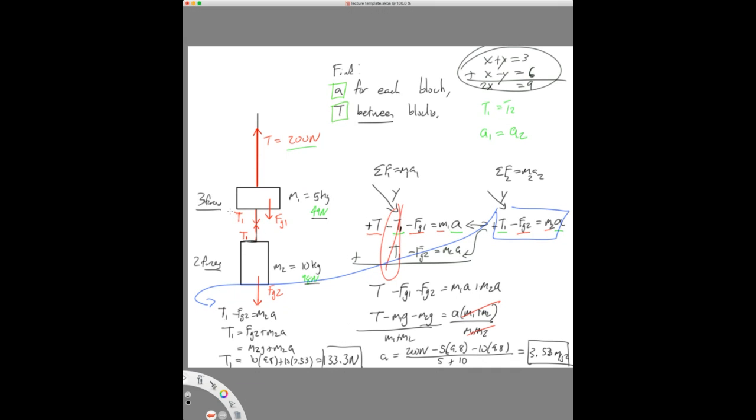Essentially, the tension in the middle adjusts itself so that the 10 kilogram mass gets twice as much force as the 5 kilogram mass. That's basically the bottom line. That's what happens. It gets twice as much because it's twice as big, or twice as massive. Okay, any questions about this problem?